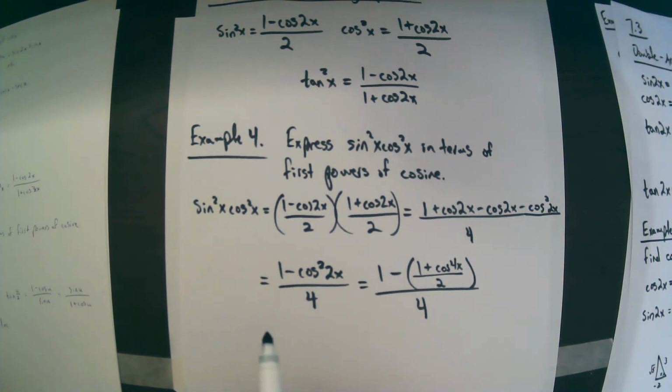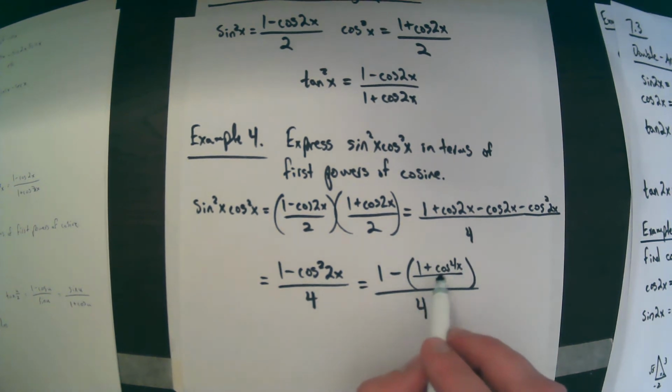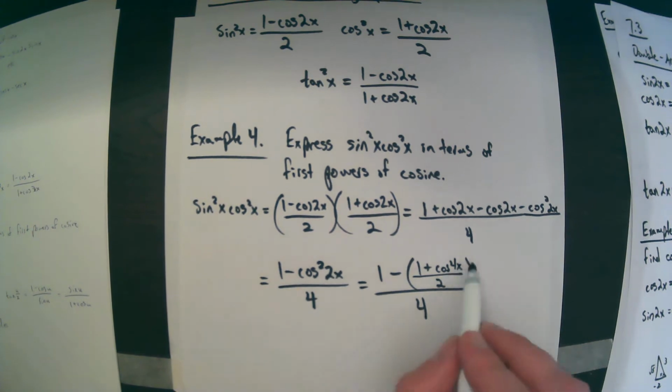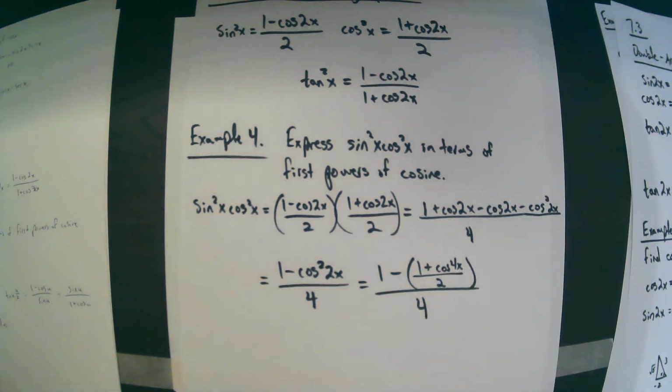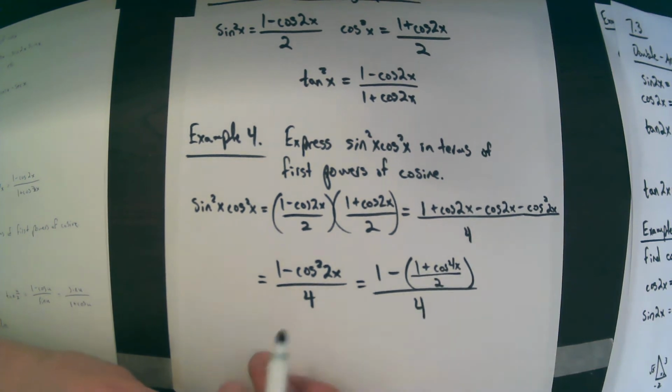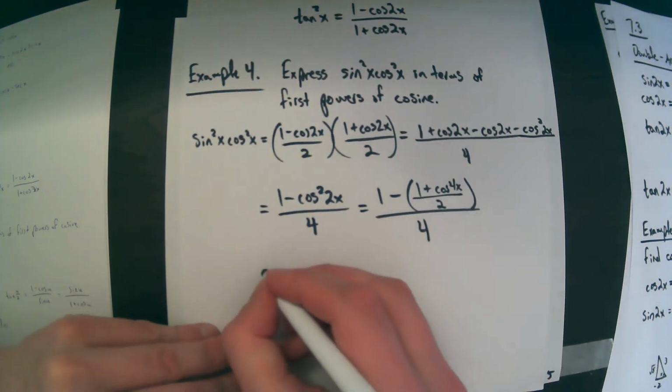So if this was cosine squared of 6x, then over here you would write 1 plus cosine of 12x all over 2. Whatever is in the input gets doubled. Now the 1 and the 2 in the fraction, they stay the same though. Alright, so this can be cleaned up a little bit.